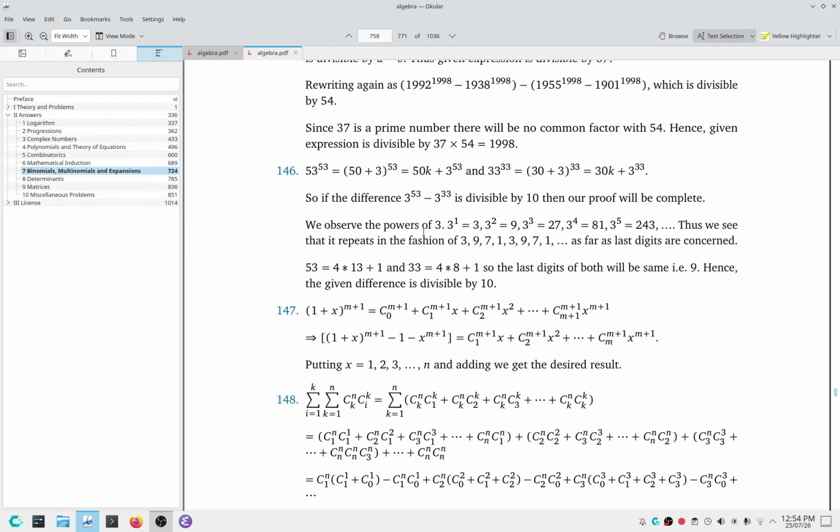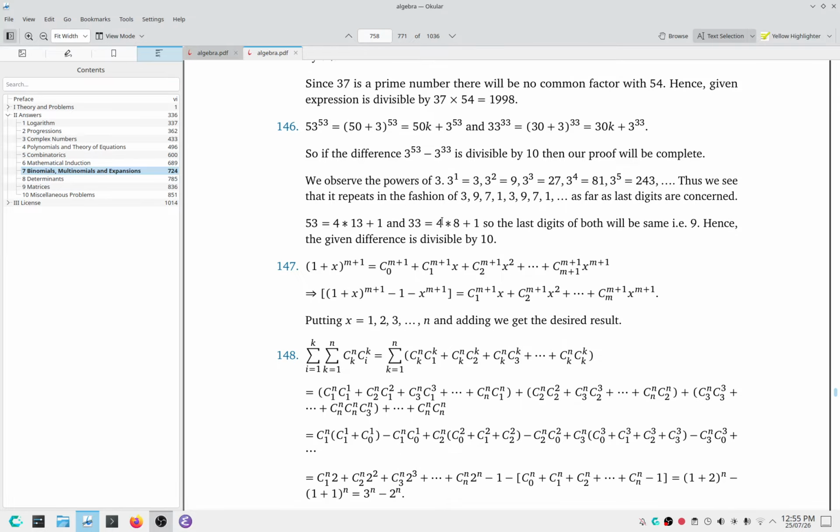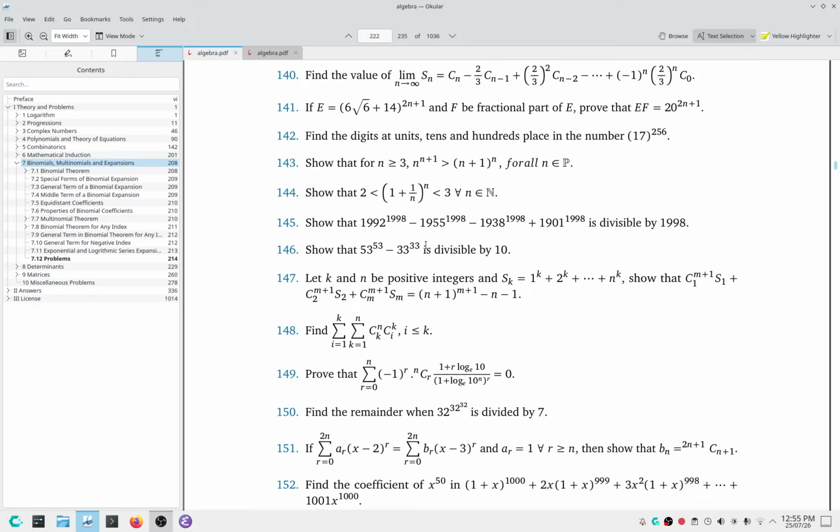We observe the powers of 3. 3^1 is equal to 3, 3 squared is equal to 9, 3 cubed is equal to 27, 3^4 is equal to 81, and then 243. So it repeats in the fashion of 3, 9, 7, 1, 3, 9, 7, 1 as far as the last digit is concerned. Now 53 is 4 times 13 plus 1, and 33 is equal to 4 times 8 plus 1. So the last digit for both will be the same, that is 3, hence the given difference is divisible by 10. So this also requires a bit of critical thinking, a non-trivial problem.